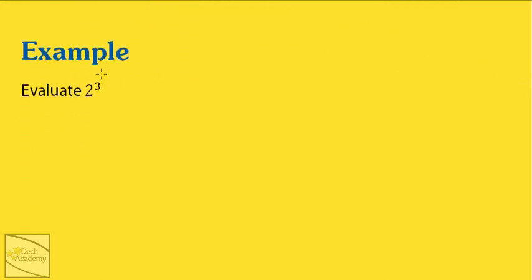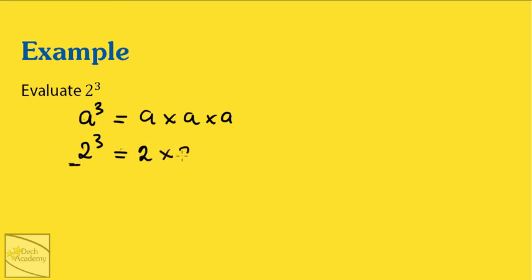Here it just says evaluate 2 to the power of 3. What is 2 to the power of 3? Well, since you know that a to the 3 is a times a times a, so there are 3 a's. 2 to the 3 is what? Well, a is simply 2 in this case. So it's 2 times 2 times 2. 2 times 2 is 4, 4 times 2 is 8.